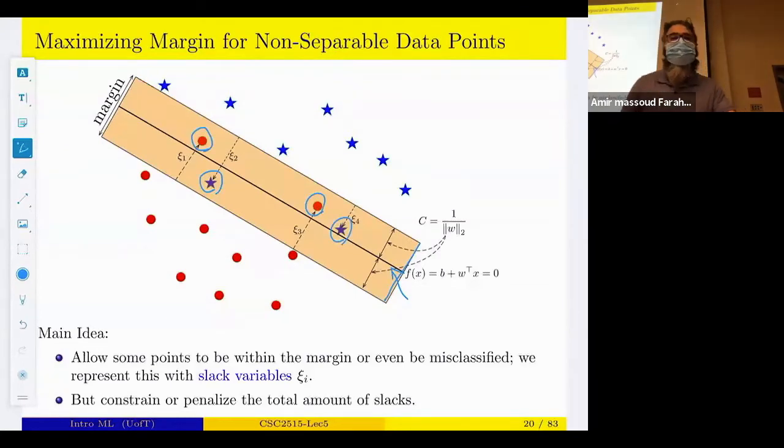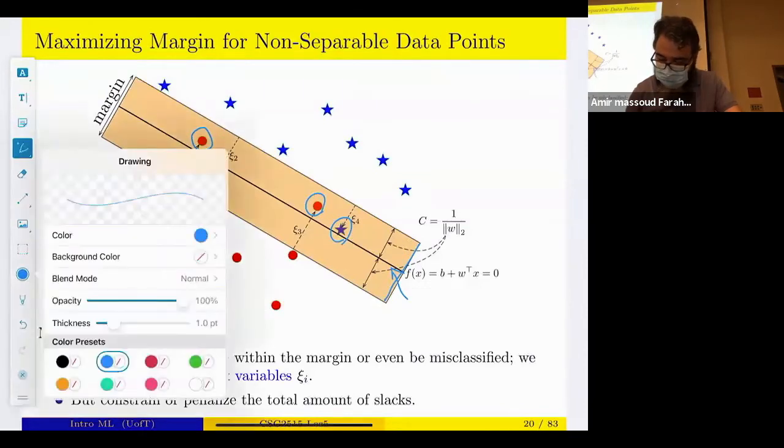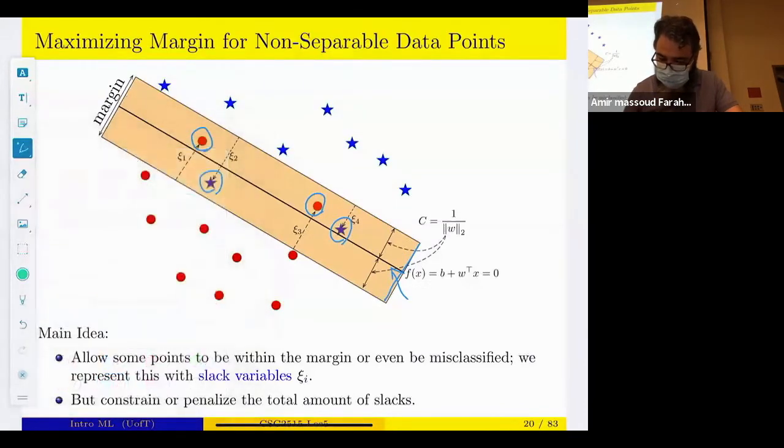These points are within the margin, and some of them are actually misclassified, right? So for example, I'll use a different color. This one is misclassified because it's on the wrong side of that line. This one as well, and this one as well, but not this one. This one is still on the right side, but it is within the margin.